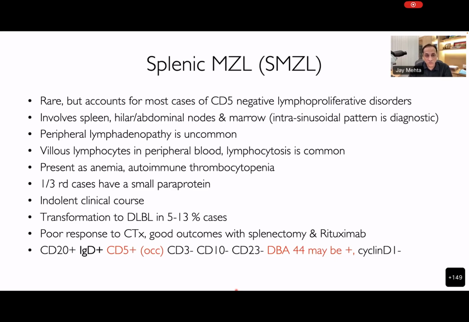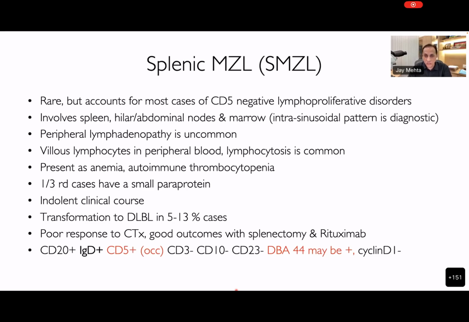You can get villous lymphocytes in peripheral blood. Lymphocytosis is very common. So when you have a marrow investigation, it would not be for a pancytopenia, but for an enlarged spleen and lymphocytosis. The disease can present as anemia or autoimmune thrombocytopenia. And a third of these splenic marginal zone lymphoma cases have a small paraprotein. So this is one of the lymphomas which also has an M band in the serum.